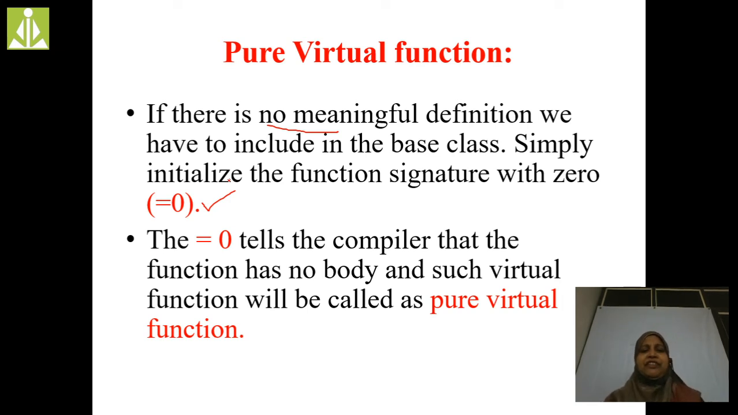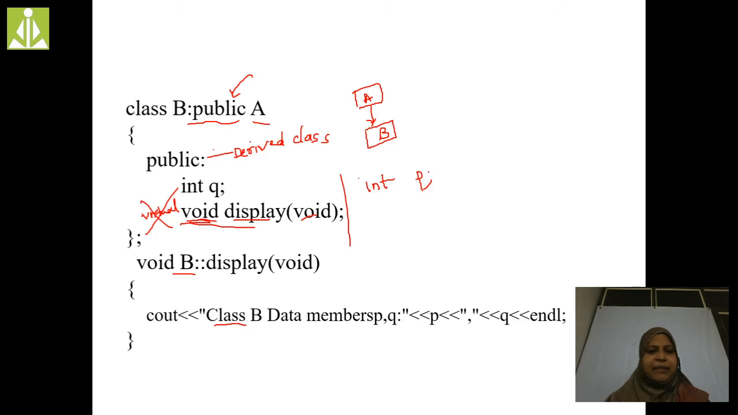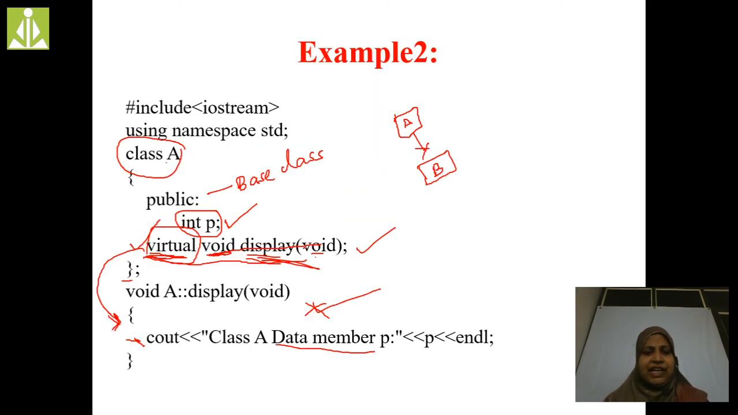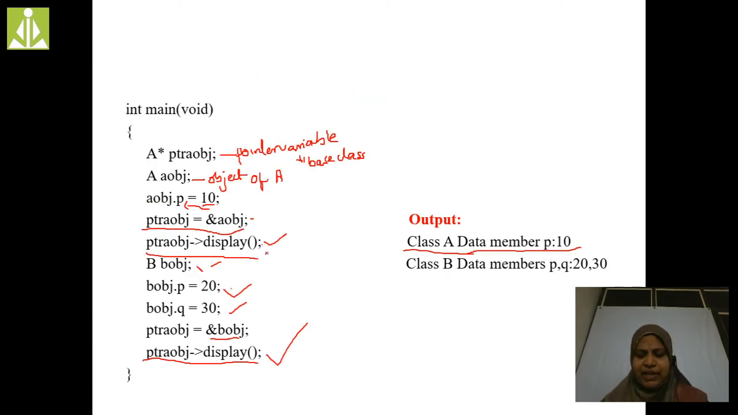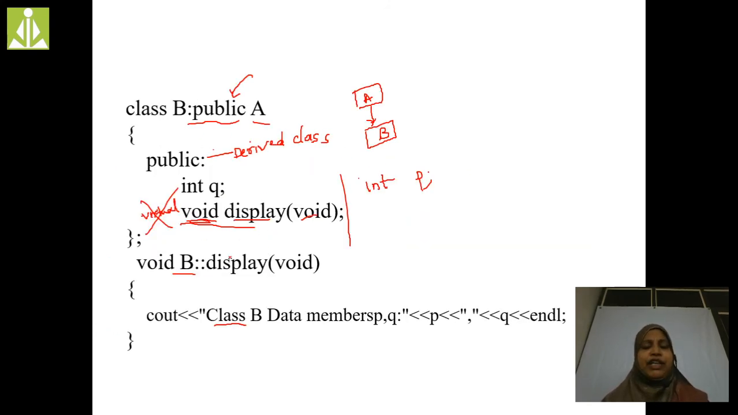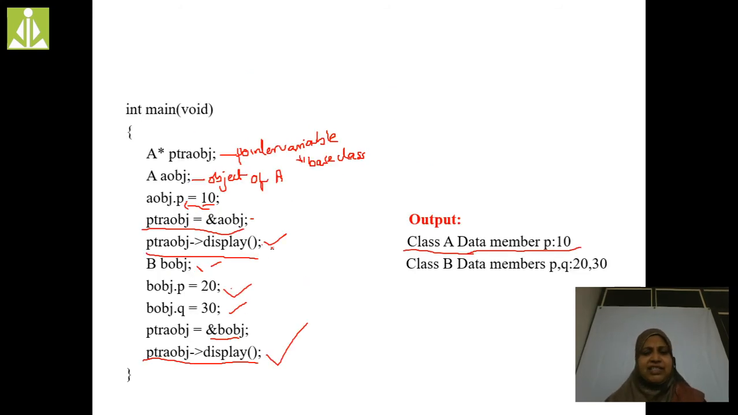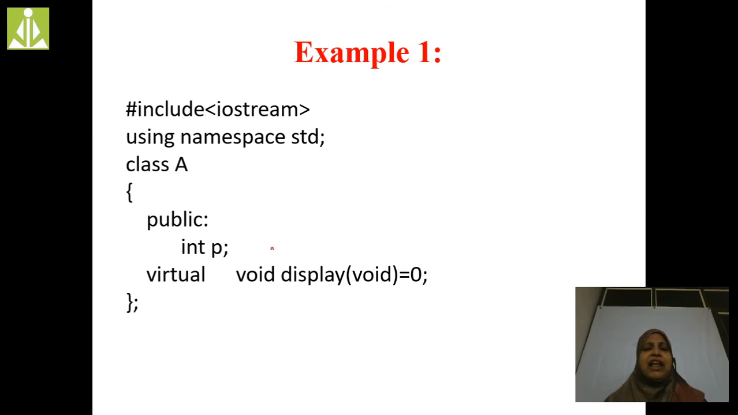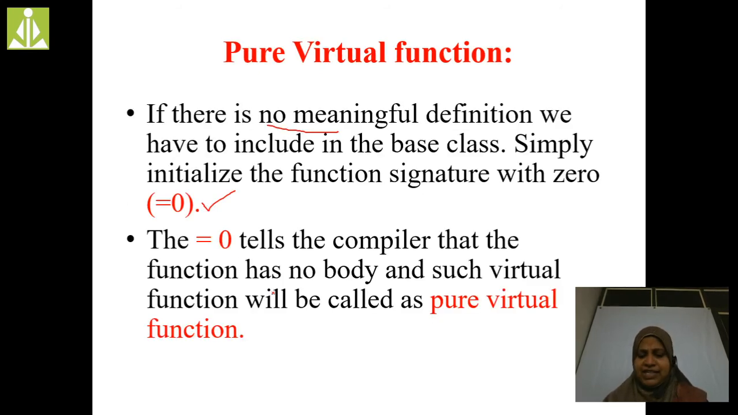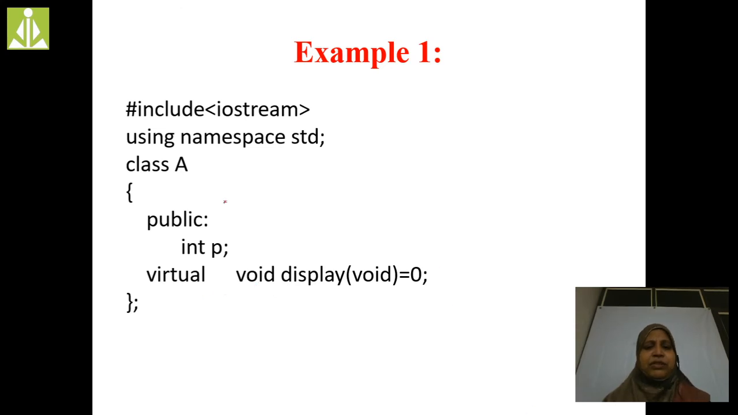If there is no meaningful definition to include in the base class, simply initialize the function signature with 0. Simply we include the function signature with 0, right? Here, see, in the display method, I am using one display method here, and here also I am using the display method. But in the base class I need not write any definition for the display method. In that case, we just have to define the pure virtual function, assigning equals 0. Then this function is known as the pure virtual function.